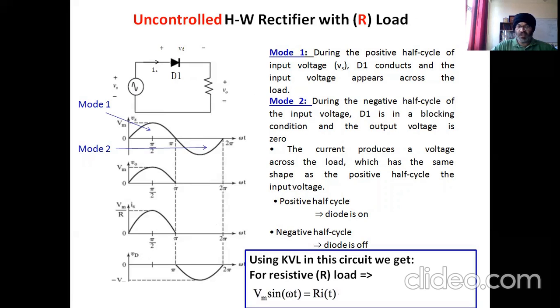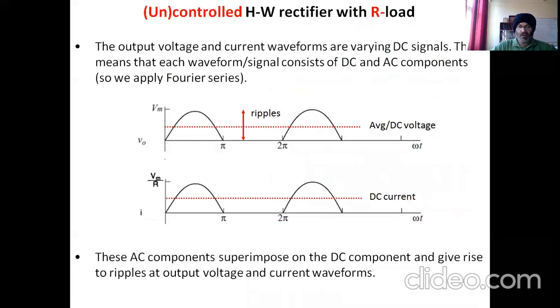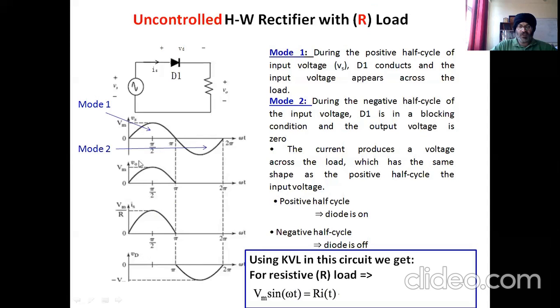So in that case, using KVL, we can just say Vm sin omega t is equal to the voltage drop across the resistance, which is equal to the load resistance value multiplied by the current flowing in the circuit, as we can see from the equation below. So based on these waveforms, only half of the cycle is received at the output. The other half is clipped out.